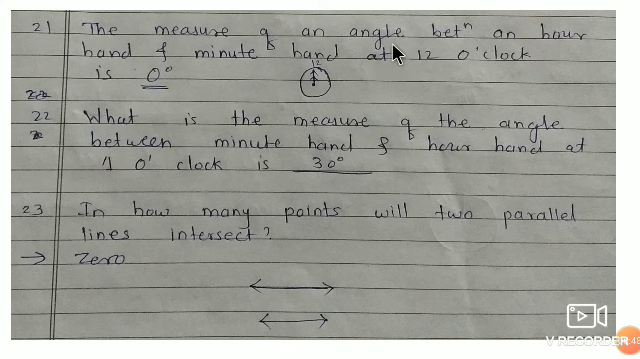The measure of an angle between an hour hand and minute hand at 12 o'clock is 0 degrees. The position of the hands will be like this. So the angle between the minute hand and the hour hand is 0. So the answer is 0 degrees.